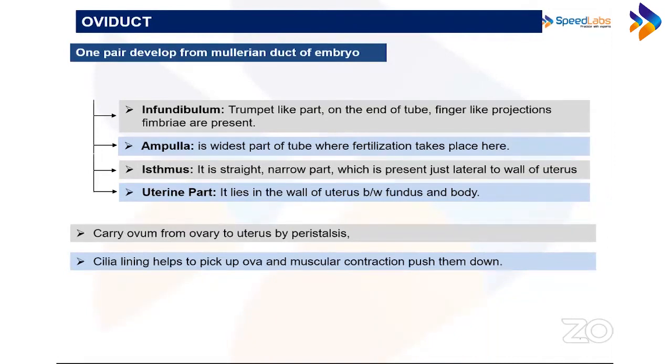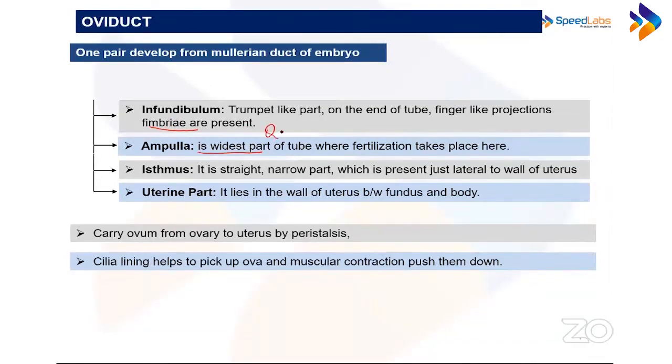I told you the ampullary isthmic region is the site of fertilization. It is also the site of cleavage. That means the zygote, after being formed, undergoes initial cleavage reactions inside the oviduct. The oviduct is divided into these parts: the infundibulum, which is the funnel-shaped, trumpet-like part on one end of the tube, and has finger-like projections called fimbriae. Then you have the wide part, which is the ampulla, the widest part.